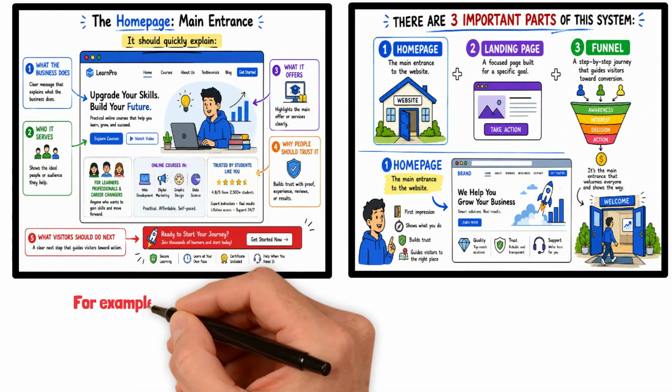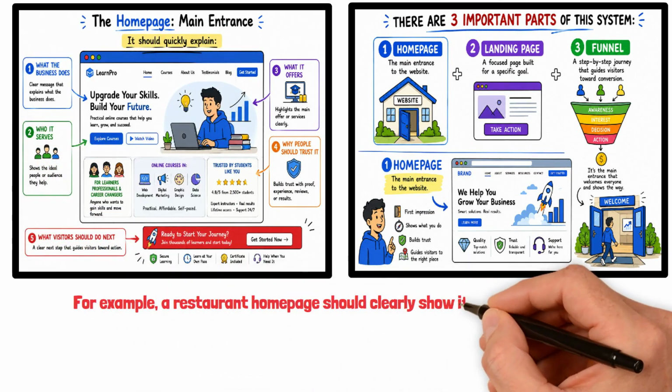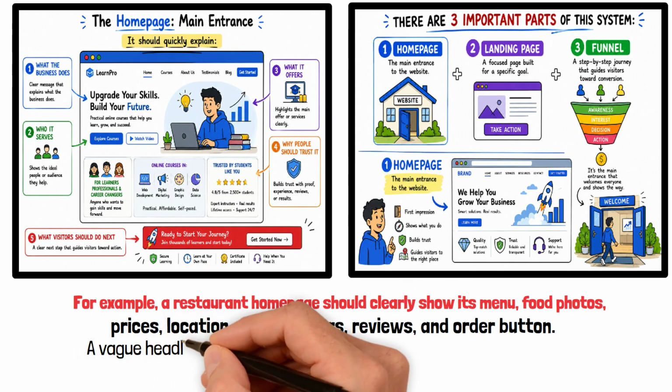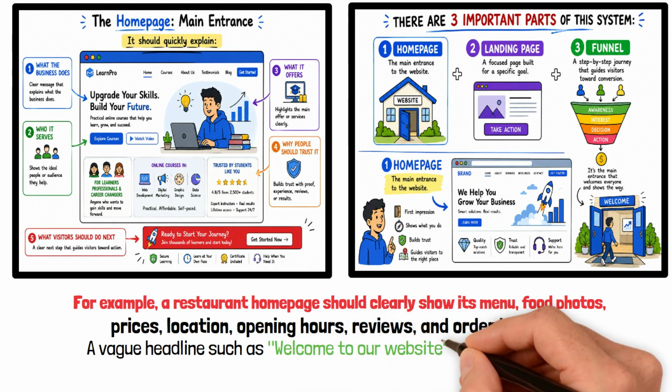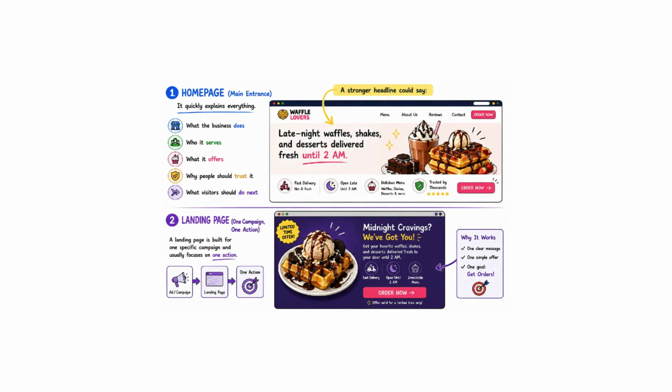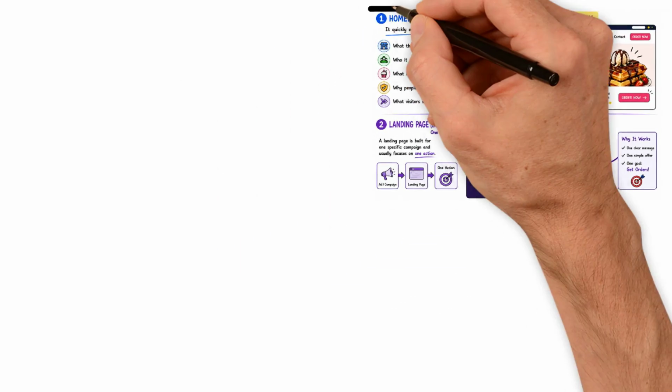For example, a restaurant homepage should clearly show its menu, food photos, prices, location, opening hours, reviews, and order button. A vague headline such as "Welcome to our website" provides no value. A stronger headline could say, "Late night waffles, shakes, and desserts delivered fresh until 2 a.m."